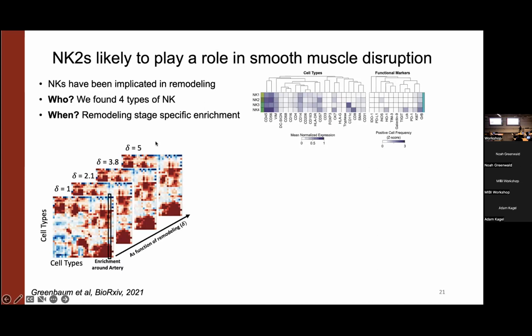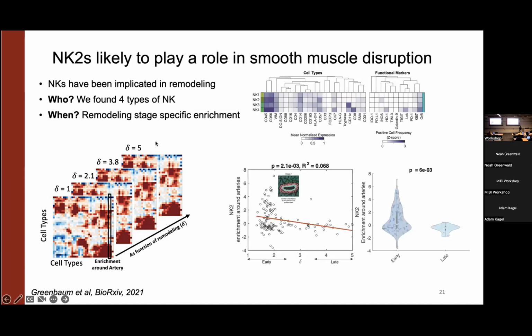Again, we can look at our column that indicates enrichment of cell types around arteries, order all of our FOVs by the remodeling pseudotime, and have the enrichment of each and every cell type as a function of remodeling throughout our cohort. And when we did that, we indeed saw a significant trend, a transient trend for NK2s. And you can see here in the linear regression version and the violin plot version, NK2s have this transient increase in enrichment around arteries around the 2nd stage of remodeling.